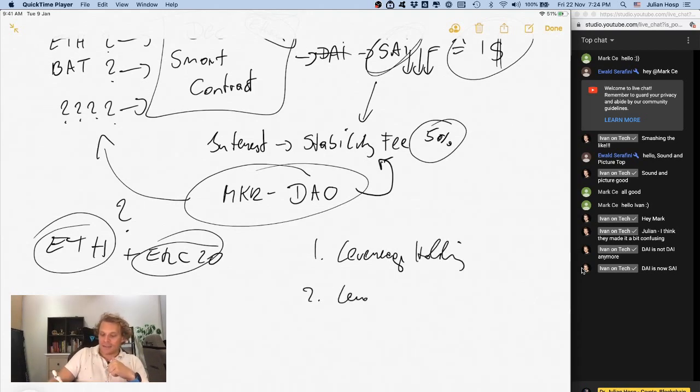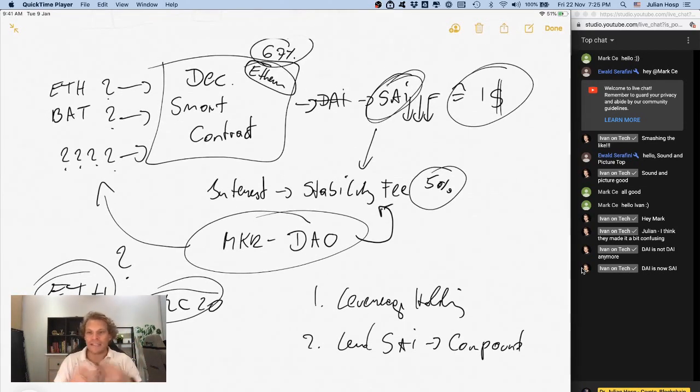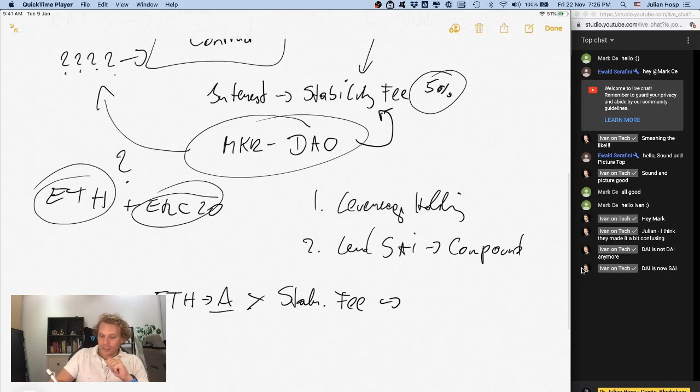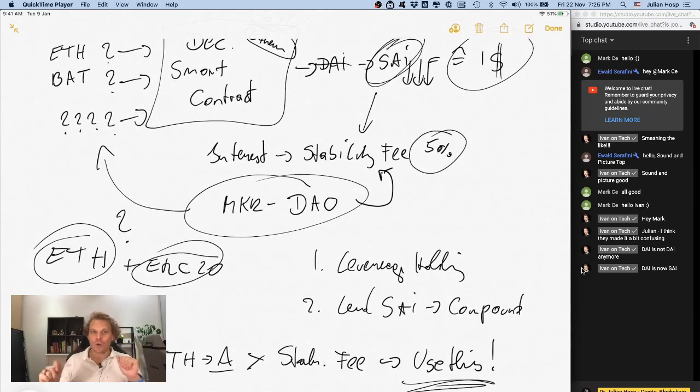You can go and lend SAI, for example, on Compound, and you get a return on this. So you can get passive income, basically, from your ETH. And at the end, what you're basically doing is betting on what you think Ethereum is going to do, if you think about it. Because if you think that ETH is going up, so the delta is higher than the stability fee, then you should basically use this, and you should probably even buy more ETH. So you should go long ETH.